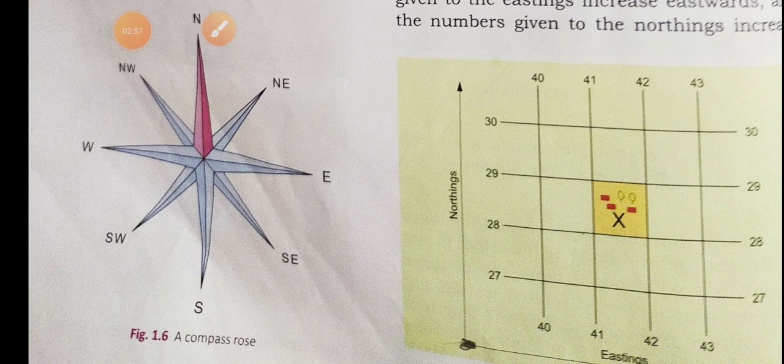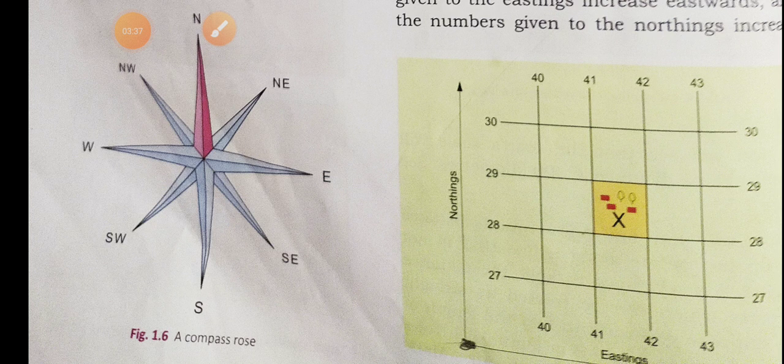Okay, and of course all of you know what is easting and northing. The vertical lines drawn on a topographic map, north to south, are called easting, and the horizontal lines, east to west, drawn on a topographic map are called northing.